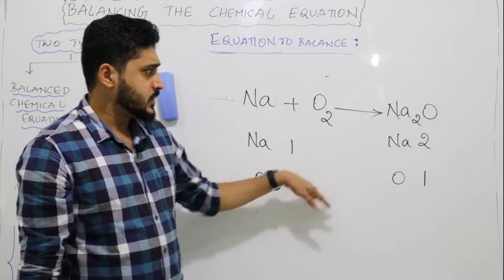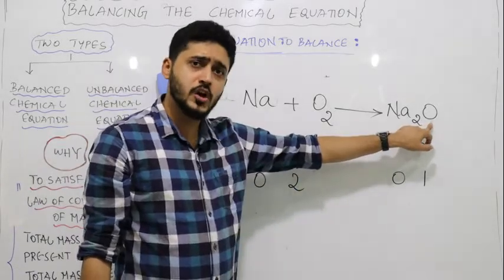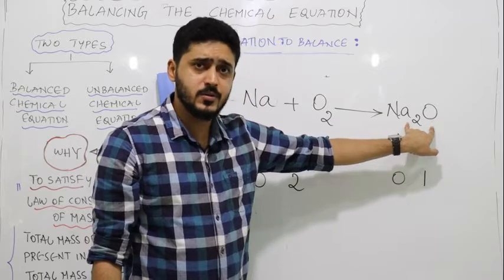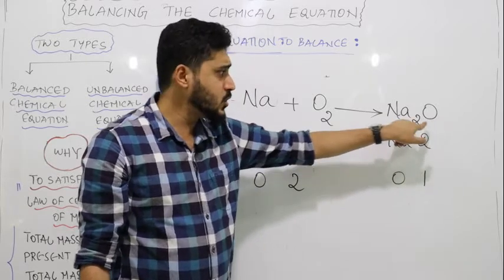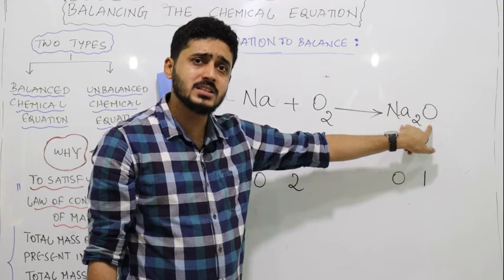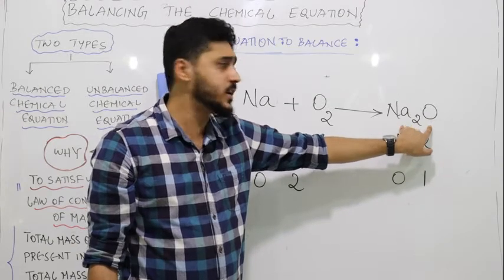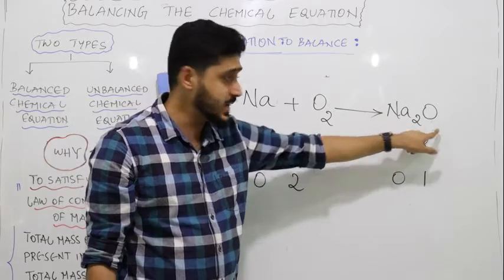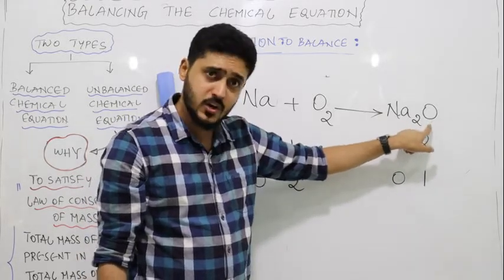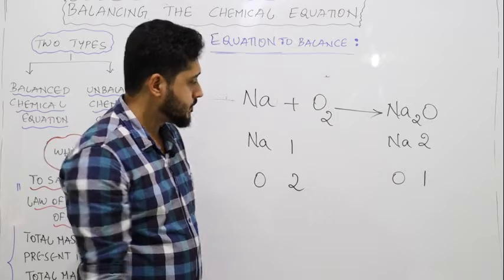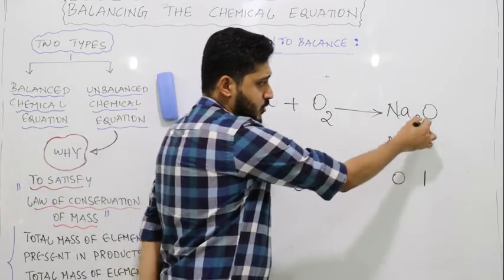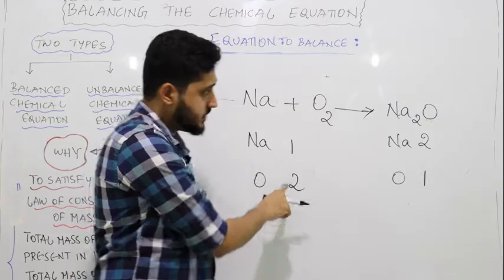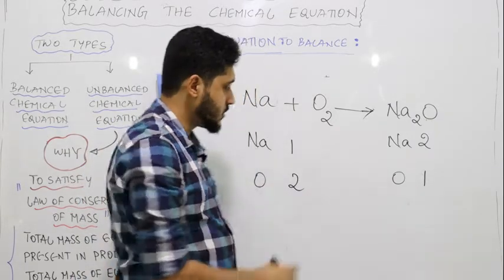Now you see, first go for oxygen. Whenever something is present in a compound form, always go for that, so that balancing becomes easier. Give priority to Na2O because O is combined with sodium. Here you have 2 atoms of oxygen, here you have 1 atom of oxygen, so you have to make it 2.